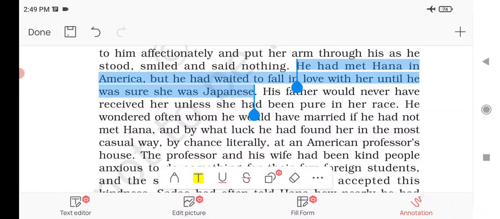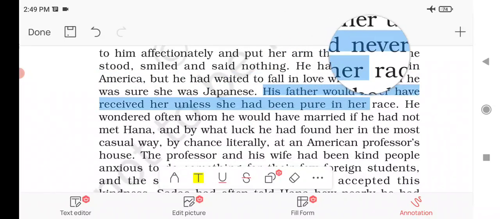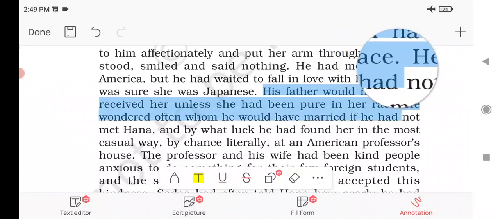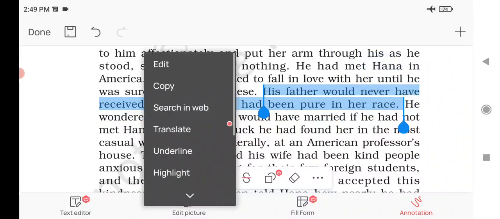Because Dr. Sadao's father was an orthodox Japanese. So that is why Dr. Sadao made sure that the girl was actually Japanese. His father would never have received her unless she had been pure in her race, right? That is the main reason, because his father would never accept any other girl than a Japanese. And this is where we see this typical orthodox thinking.